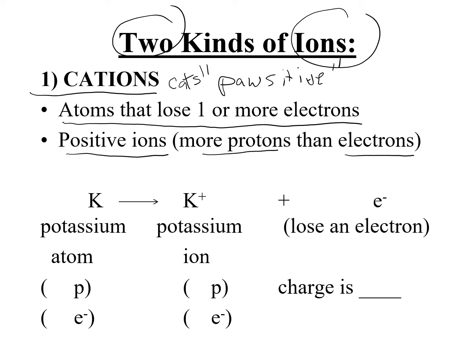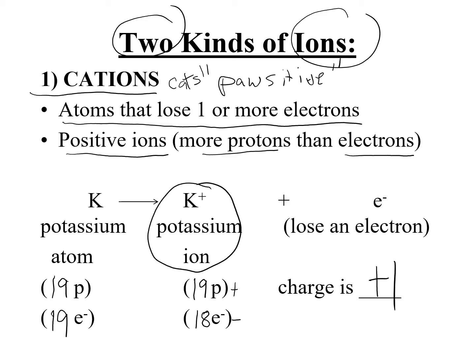So let's look at our example here. We have a potassium atom, and potassium, based on your periodic table, has 19 protons, and since it's an atom, it is neutral, so it has 19 electrons. Now if we lose one electron, we have one less electron, so we have 18 electrons. Potassium doesn't change. The protons tell you the identity, so we still have 19 protons. But because we have one more proton than an electron, again, our positive is for the protons, negative is electrons, so we end up with a +1 charge, which gives us potassium ion.